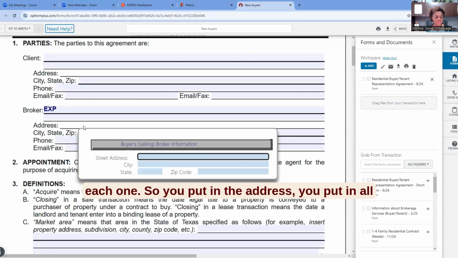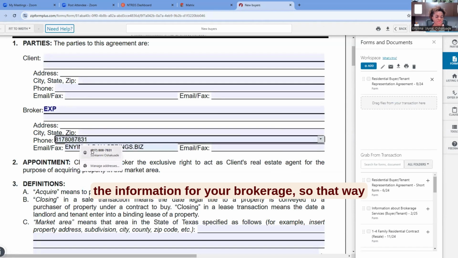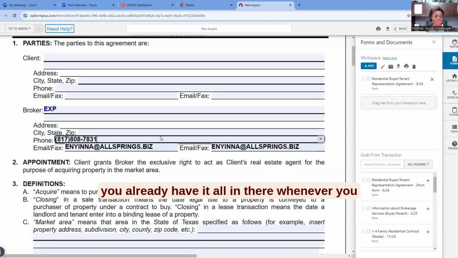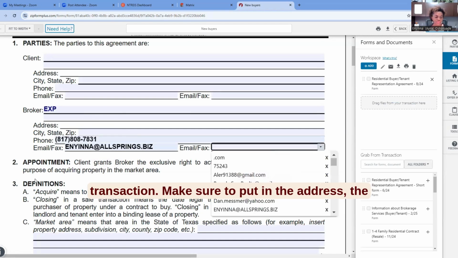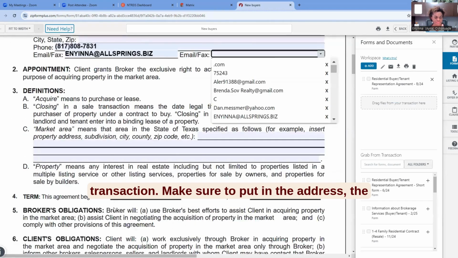So you put in the address, you put in all the information for your brokerage, so that way you already have it all in there whenever you are transferring it to an actual transaction. Make sure to put in the address.